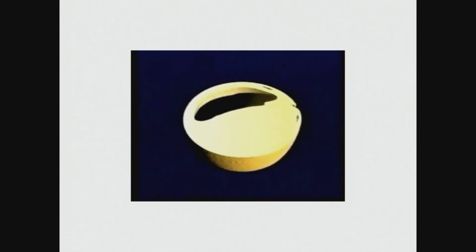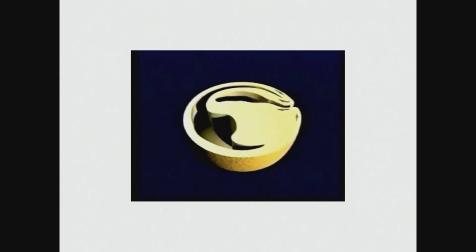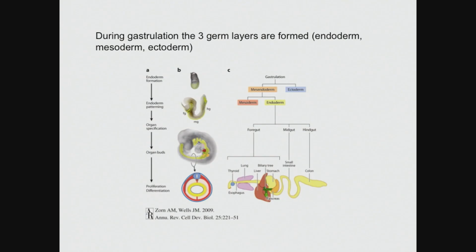And how can we hope to recapitulate such an elegant, dynamic process in a dish? Well, the answer is we go back to what we've learned from studying these organisms, xenopus, mouse, zebrafish, and we try and identify what the key signaling pathways are at different stages of differentiation.